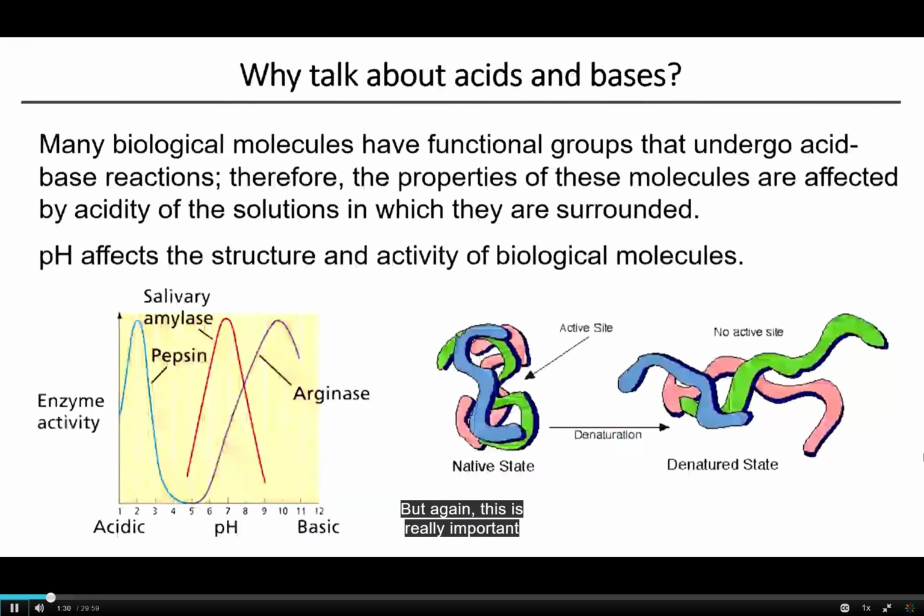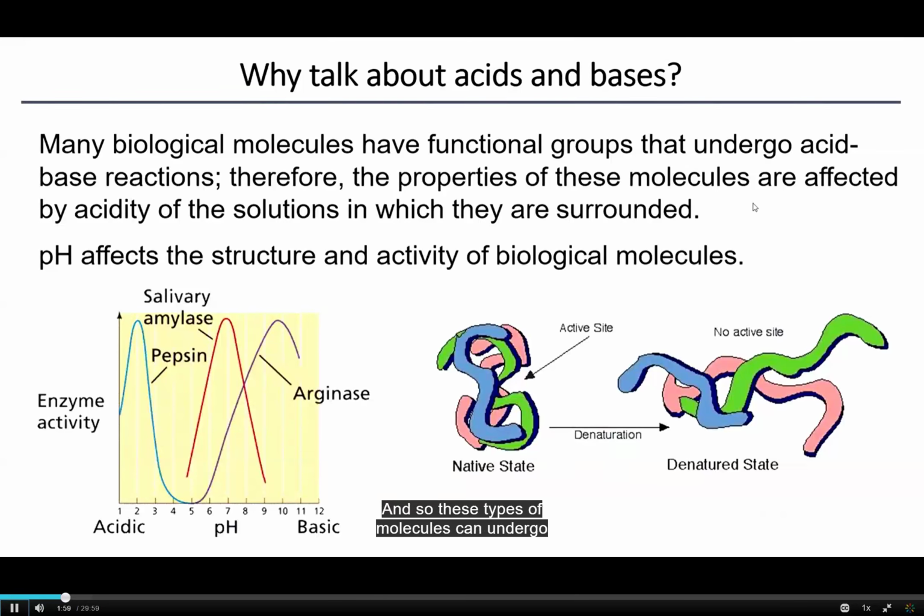But again, this is really important for understanding biochemistry because many biological molecules have functional groups attached to them that undergo different types of acid or base reactions. For example, amino acids: each amino acid has a unique functional group. And so there are 20 amino acids, each with a unique functional group. Some of them are polar, some of them are nonpolar, some are charged, some are not charged.